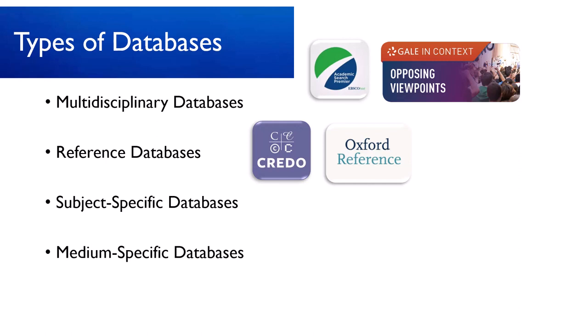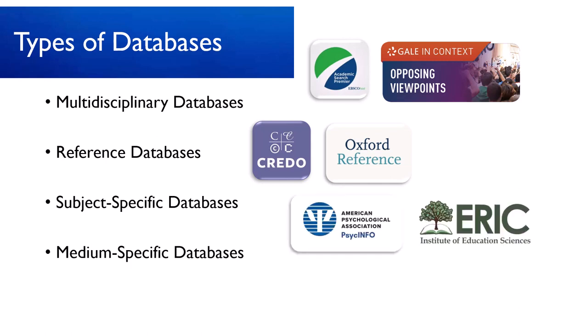Subject-specific databases contain materials related to one specific field of study. Two popular subject-specific databases are PsycInfo for psychology and ERIC for education. These types of databases offer more specialized search tools than a multidisciplinary database. For example, an education database like ERIC will allow you to narrow your results to materials focusing on specific school grades, while a psychology database, like PsycInfo, will allow you to narrow your results to specific age groups.